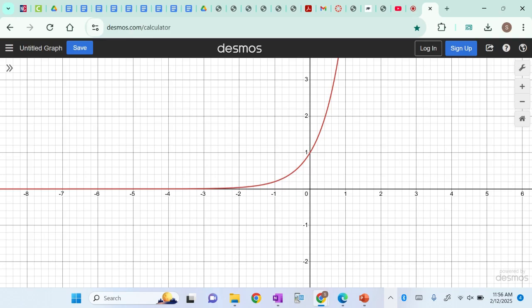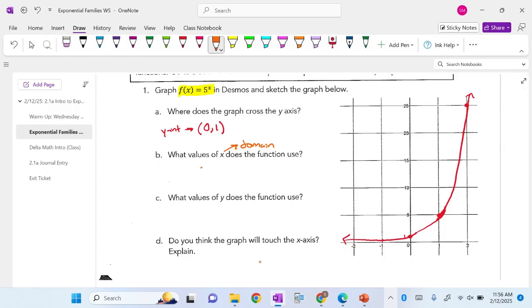It's negative infinity. Why do you think that? It never ends. It keeps going on forever to the left. What about my highest x value? What do you think? Positive infinity. It keeps going on forever to the right. So my domain is from negative infinity to positive infinity.